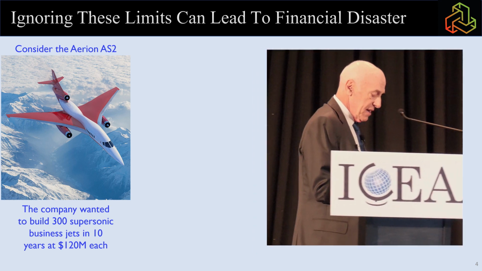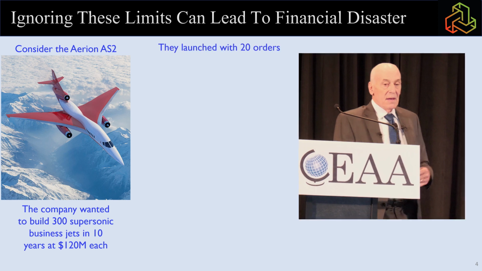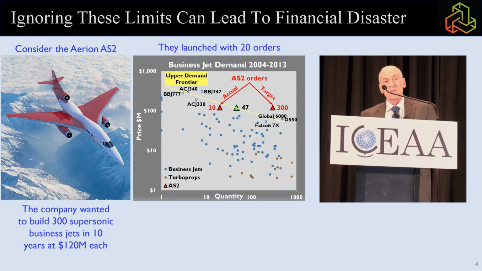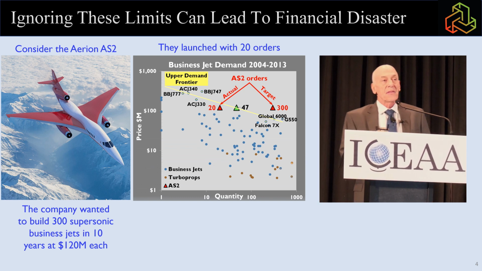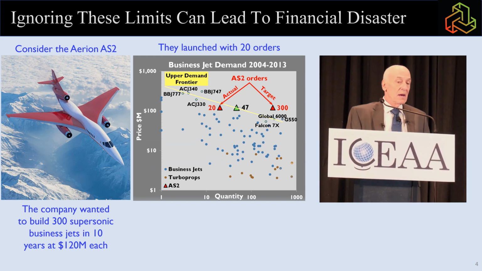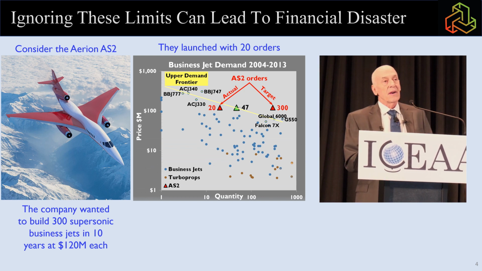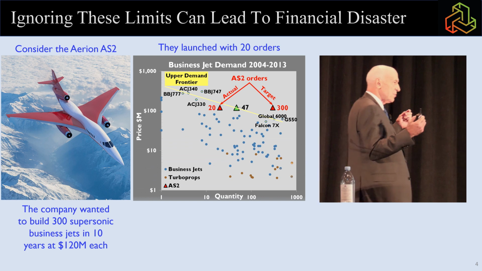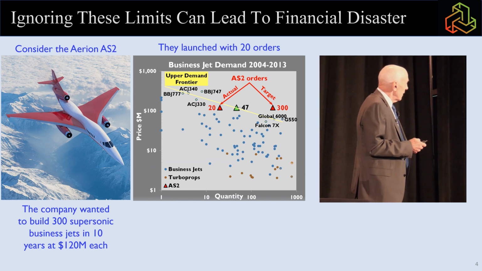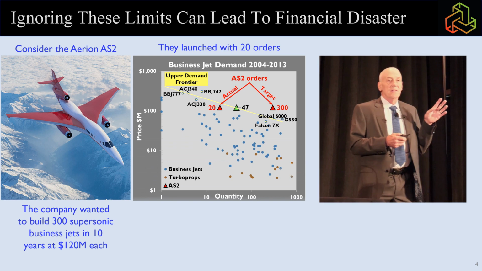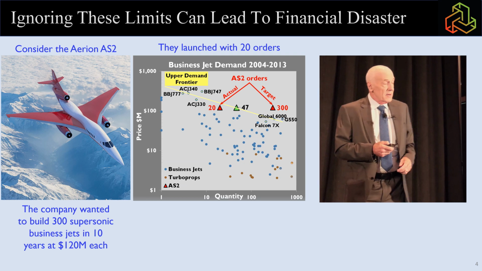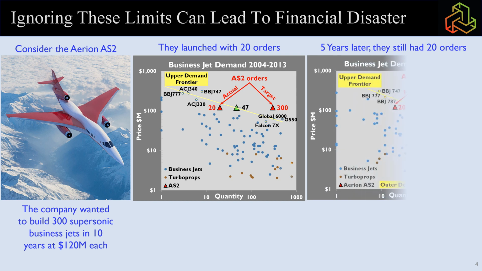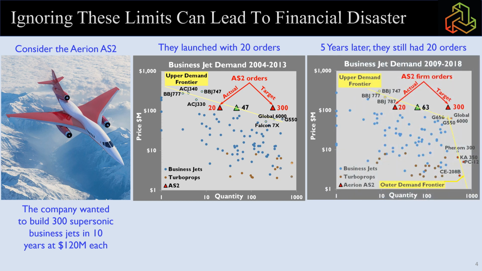But something happened along the line. They launched with only 20 orders. And we had this demand frontier that formed at that time in this market. And you can see that the demand frontier at that price suggests that he might get as many as 47 planes. But he wants 300 planes. So I started tracking this guy several years ago. And what I discovered was, 5 years later, they still just had 20 orders.